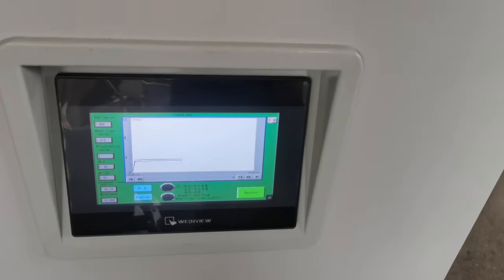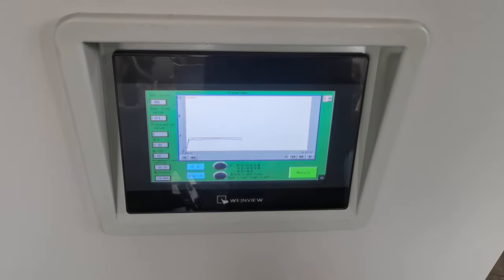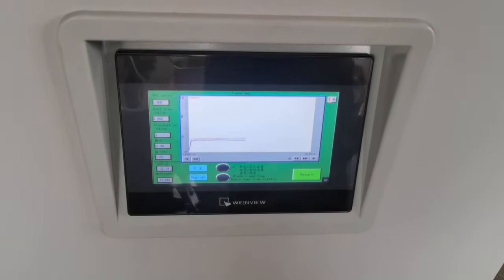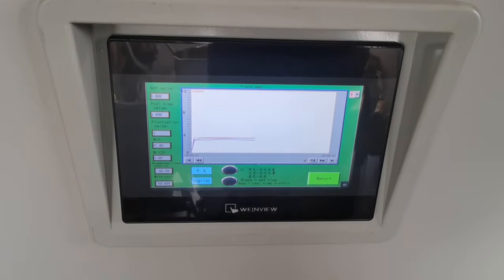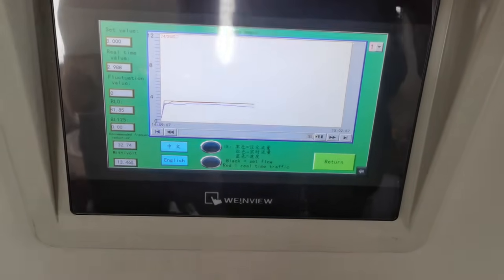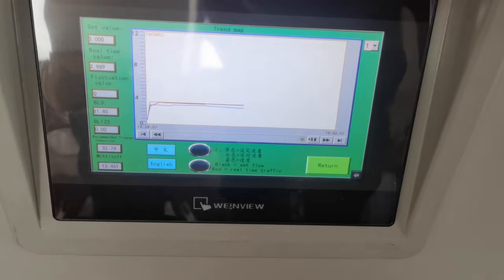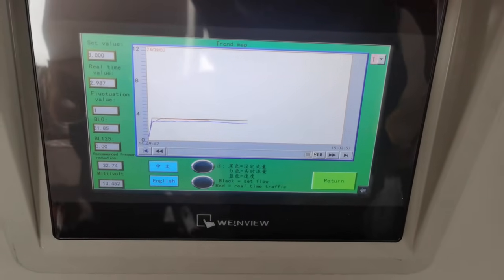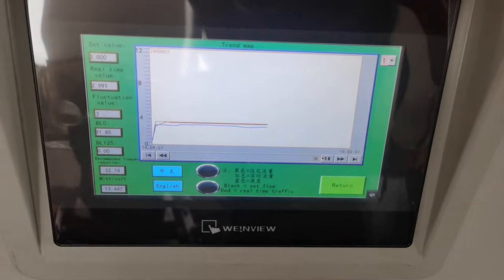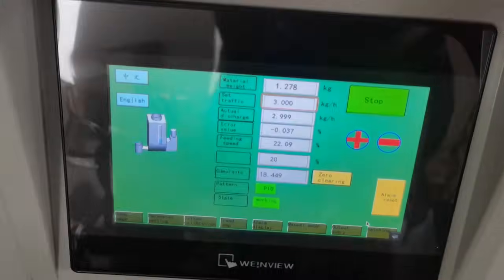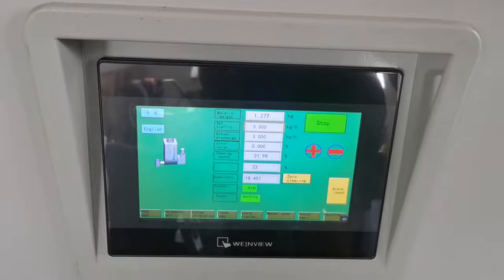Another machine. The blue line is the speed of the screw. Red and black is set value. Red is real time value. Okay.